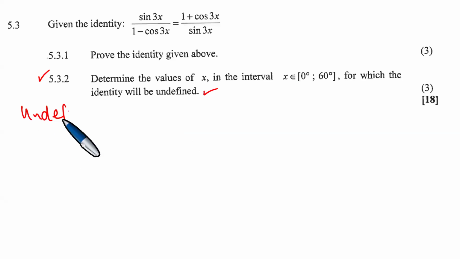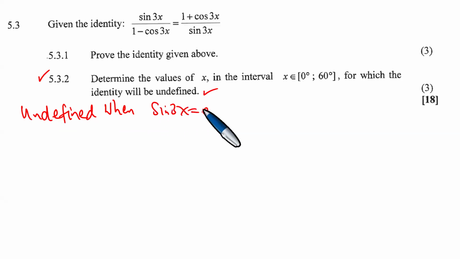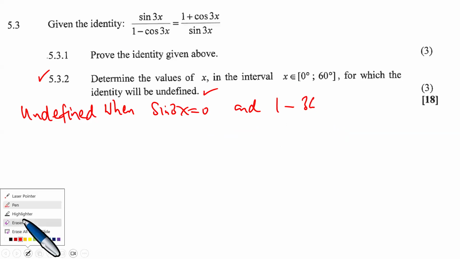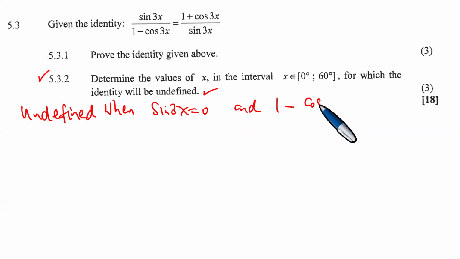Right, so it's undefined when the sine of 3x is 0, and also when 1 minus cosine 3x is 0, so consider both. So undefined when the sine of 3x equals 0 and 1 minus cosine 3x equals 0. Because we consider both sides, entirely everything.